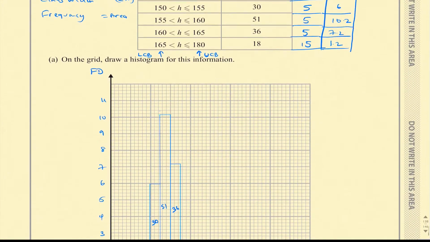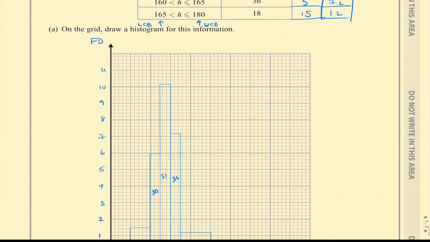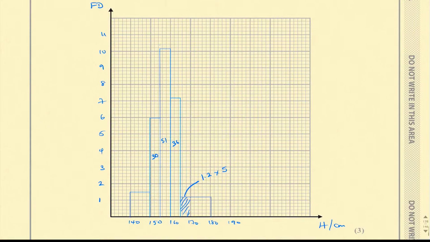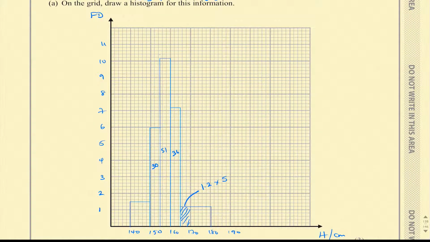Right, so now we want 170. So we need the 165 to 170 portion as well. The area of that portion is 1.2 times that distance here, which is 5. So that's the area, 1.2 times 5, and that gives us the number of students. 1.2 times 5 is 6. So that bit here is 6.